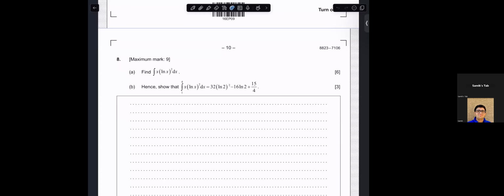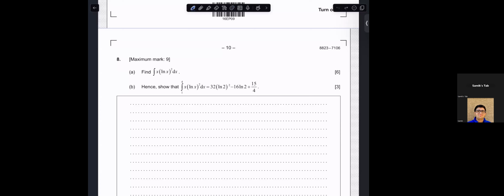Hi guys, welcome to question number 8 of November 2023 AAHL paper 1. So this question is 9 marks. I like these type of questions because they're integrations. So this is a 6 marker question, A part.